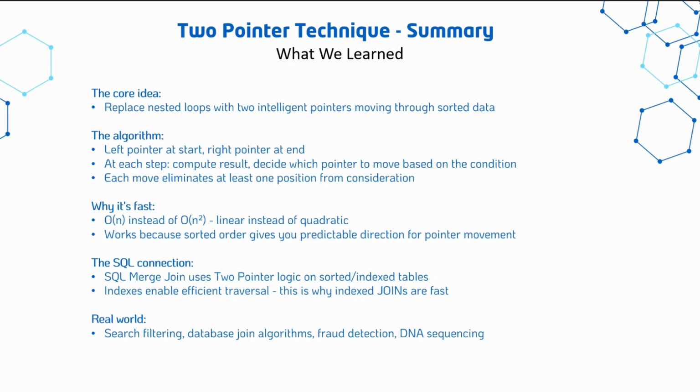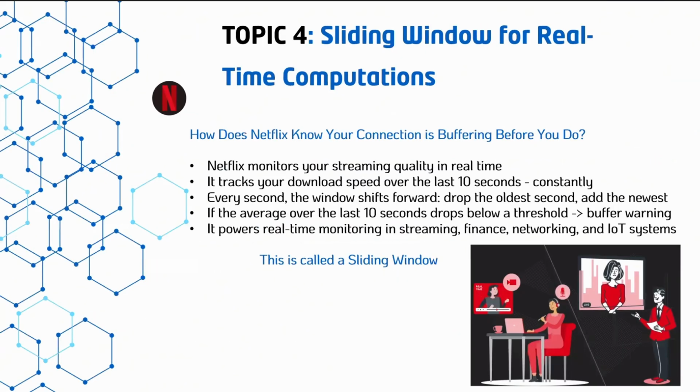Okay, so the fourth one, or the last theoretical one that we have, is this sliding window for real-time computation. So what is this? Again, I want you to read the items that I added here. How does Netflix know your connection is buffering before you do? And even YouTube does this, and even WhatsApp does this, right?